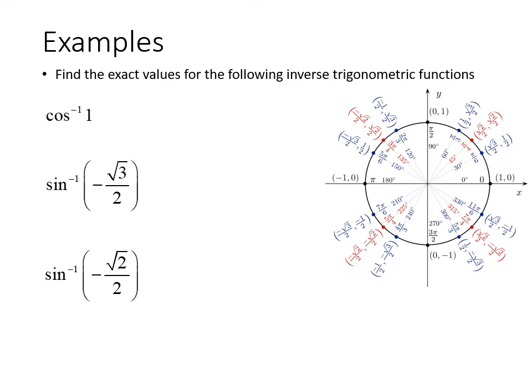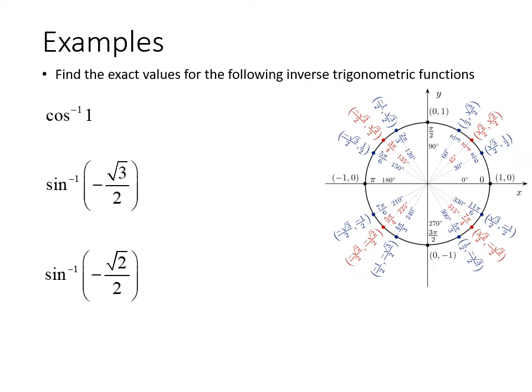Alright, so the first thing that we want to be able to do is evaluate these inverse trigonometric functions, finding the exact values using our unit circle. So when we have an inverse trigonometric function, what we need to do is focus in on the unit circle in the spot that is part of the function's range.